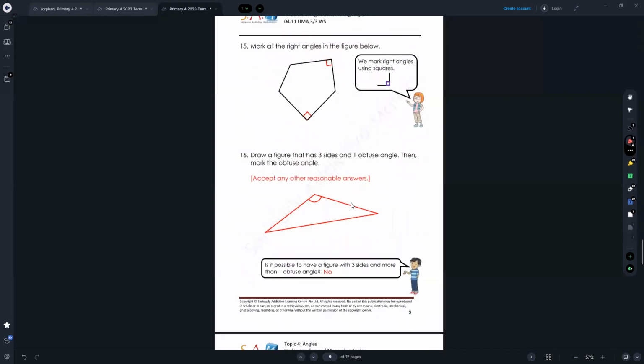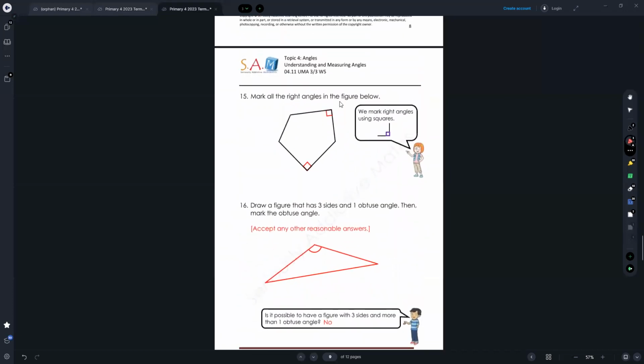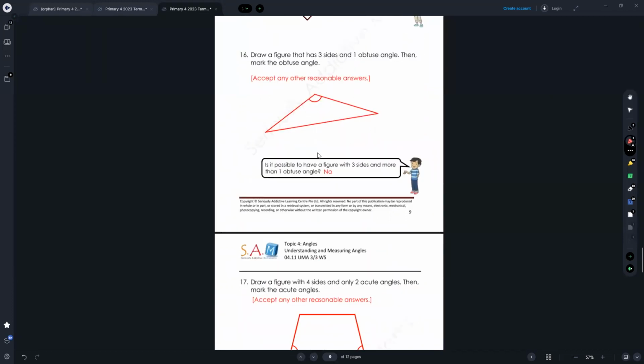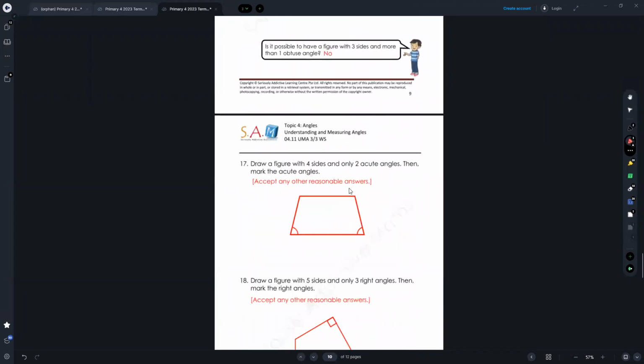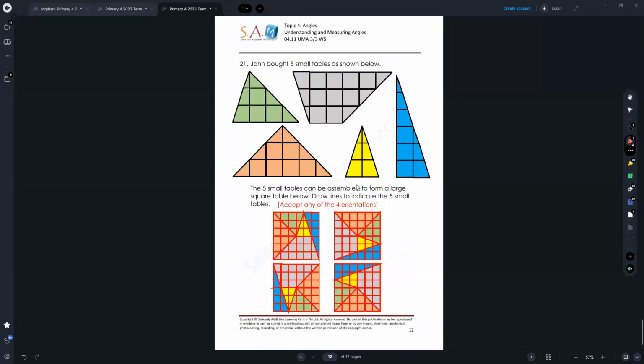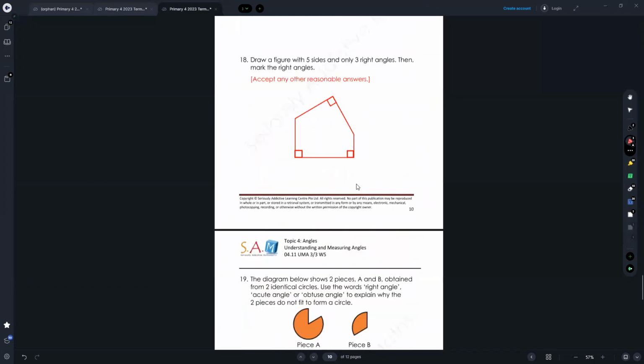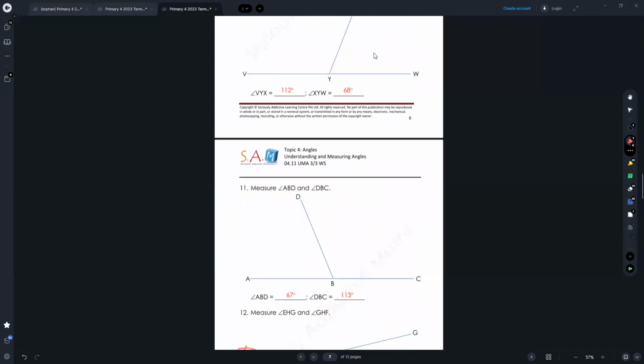Then let's see. Mark right angles using squares, question 15. Mark an obtuse angle, question 16. And that's it. So that's it for P4, sorry, this week. For the rest of the time, you can make use of it to do corrections with them.